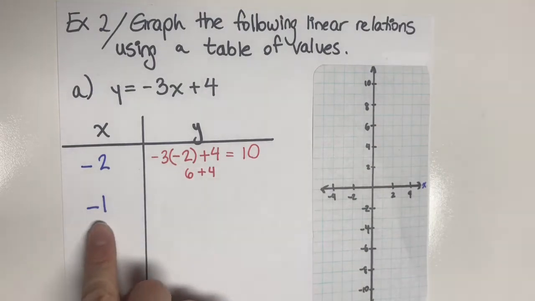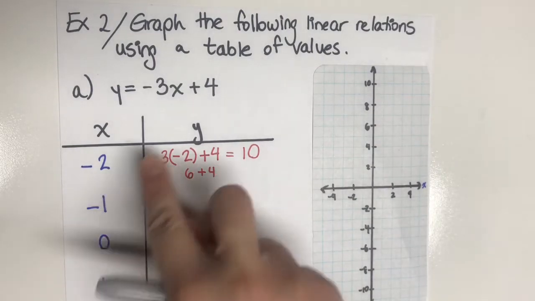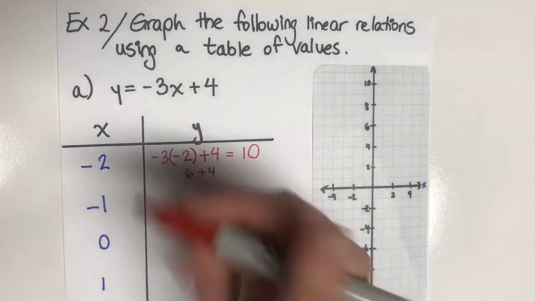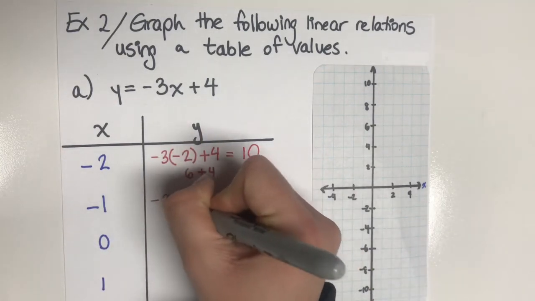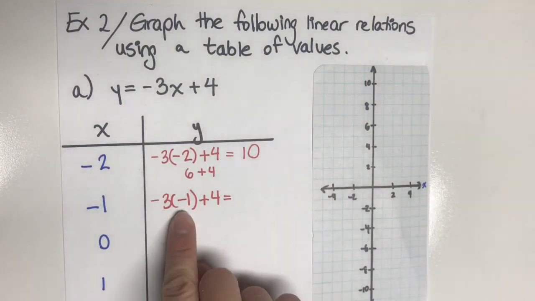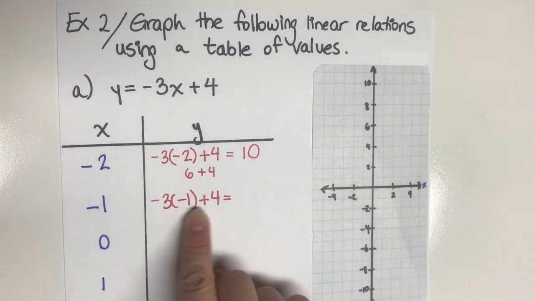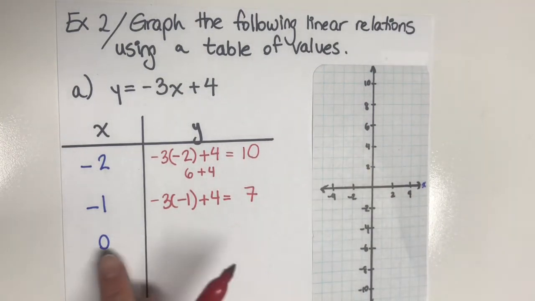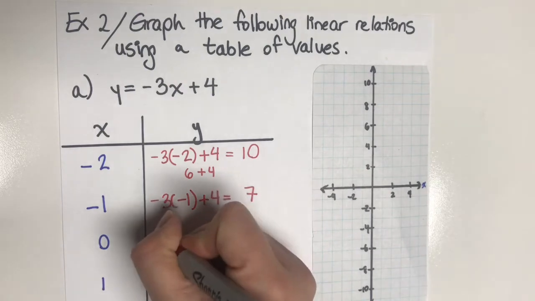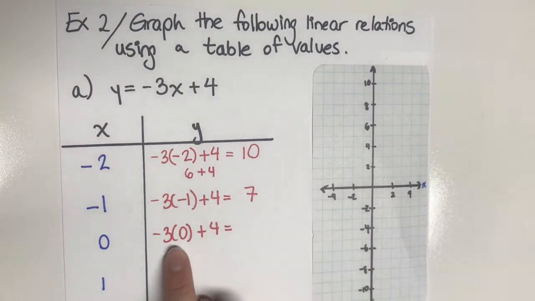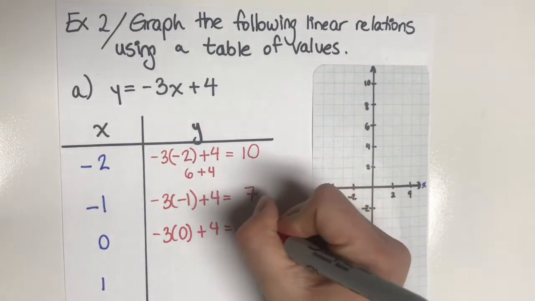Then I'm going to do the same thing, but this time the x value, instead of being -2, is going to be -1. So -3 times -1 plus 4. -3 times -1 is +3, plus 4 is 7. I'm going to do the same thing for 0. -3 times 0 plus 4. -3 times 0 is 0, plus 4 is 4.